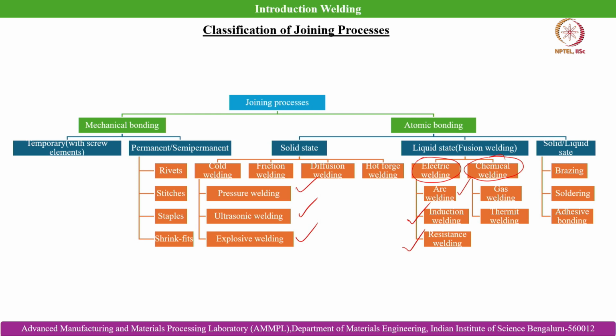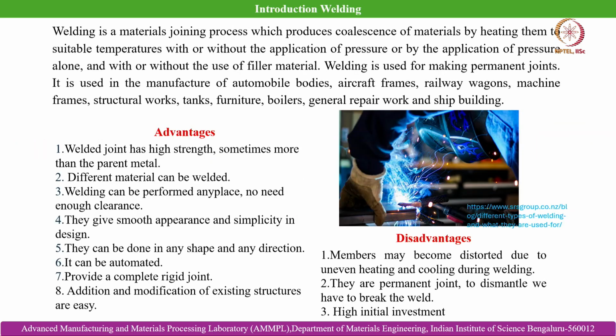So we are classifying electric welding into three categories, whereas chemical welding we can classify as gas welding and thermite welding. Then solid liquid state or semi solid state welding can be classified as brazing, soldering and adhesive bonding. We will discuss all these processes individually and go into detail, but before that we will learn about the fundamental principles of welding processes. Welding is basically a materials joining technique which produces coalescence of materials by heating them to suitable temperatures, with or without the application of pressure, or by the application of pressure alone.